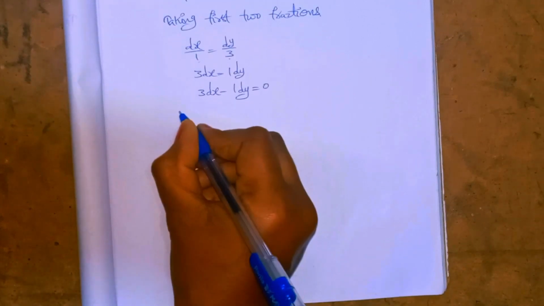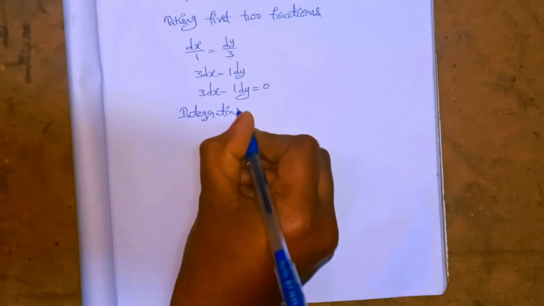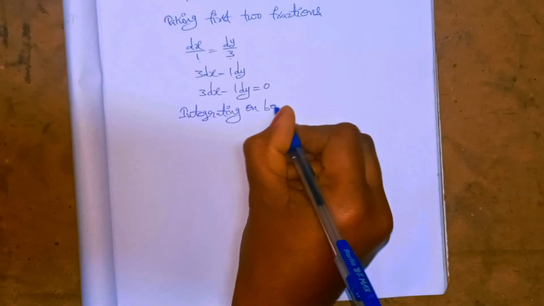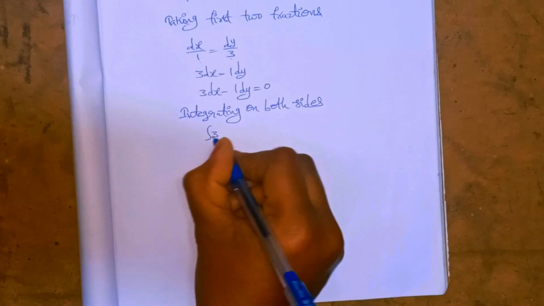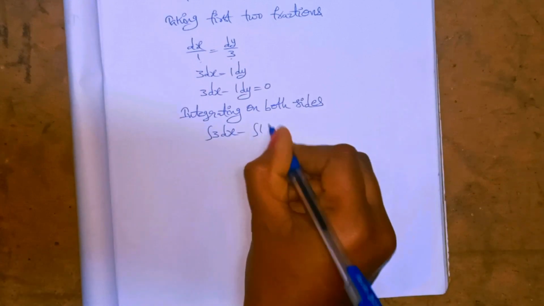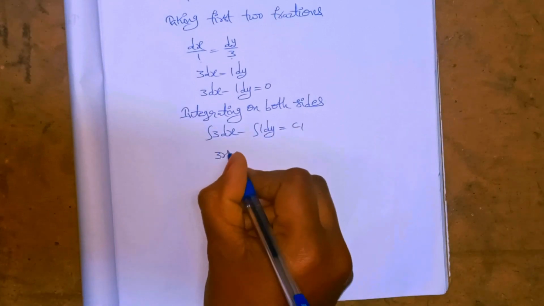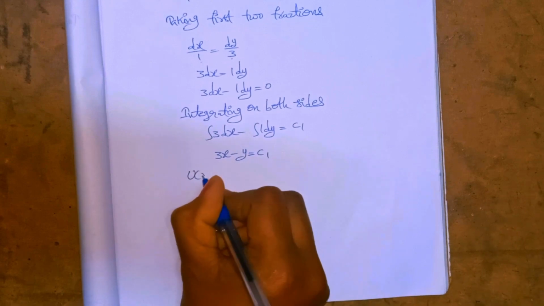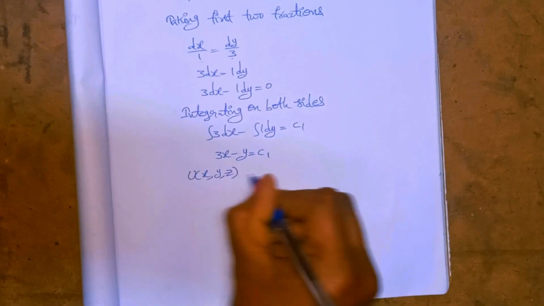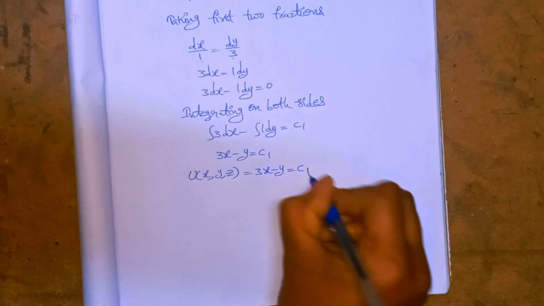Integrating on both sides, integration of 3 dx minus integration of dy equals c1. So 3x minus y equals c1. Let u of x, y, z equals 3x minus y equals c1.